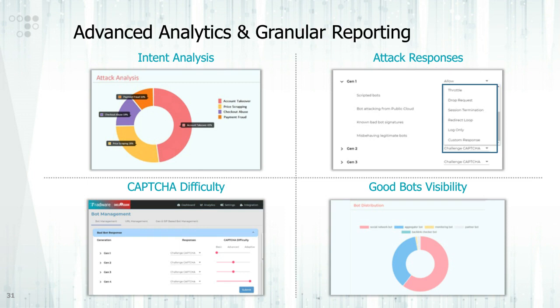So what you see here are just a few selected charts where you can choose the captcha difficulty. You can look at the intent analysis. What did the bad bot actually try to do? Account takeover, scraping, and so on. You can choose the responses like allow, block obviously, but also throttle, feed fake data, and others. And it is very important to remember, don't forget the good bots. You should have the visibility into the good bots because the good bots are enabling your business. They are accelerating your productivity and should be let through.